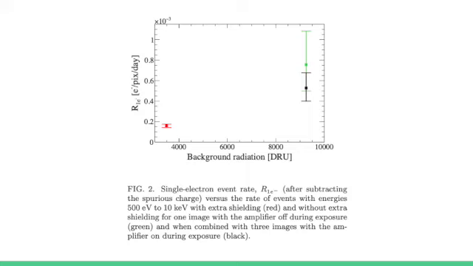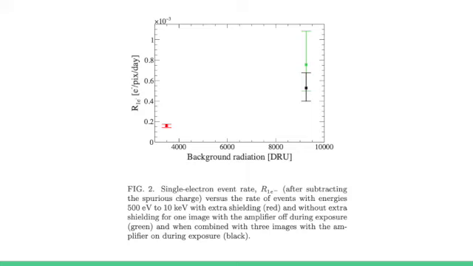and background radiation. As I mentioned in the instruments, the extra lead shielding was proven to reduce background radiation, and the correlation between background radiation and single electron event rate can be observed through this data. The line in red is the one with extra shielding. The line in green is the one with the amplifier off during the dark matter and electron exposure, and the line in black is the images with the amplifier on during the exposure.